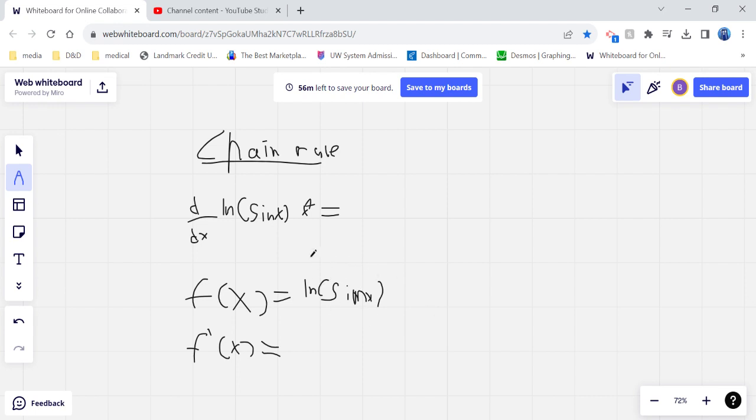Take the derivative of the outside, which is ln of x. The derivative of that is 1 over x. But you leave the inside alone, so you keep that inside function substituted into x. So instead of writing 1 over x, we substitute sine of x for x. So you get 1 over sine x, right? And then we multiply by the derivative of the inner function. So that's actually cosine x.